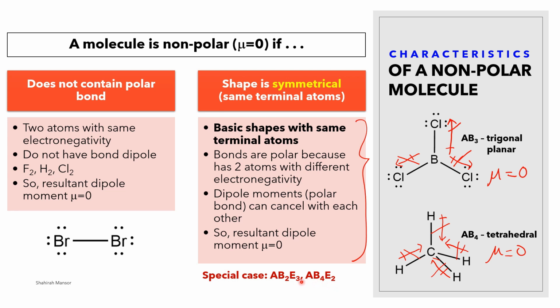So if you see from the molecular shapes, AB2E3 refers to linear shape, AB4E2 refers to square planar. So even though the central atom here has lone pair, tetapi this molecule will be non-polar. Sebab usually sekiranya central atom has lone pair, they will classified sebagai polar molecule. So exception untuk these two molecules.